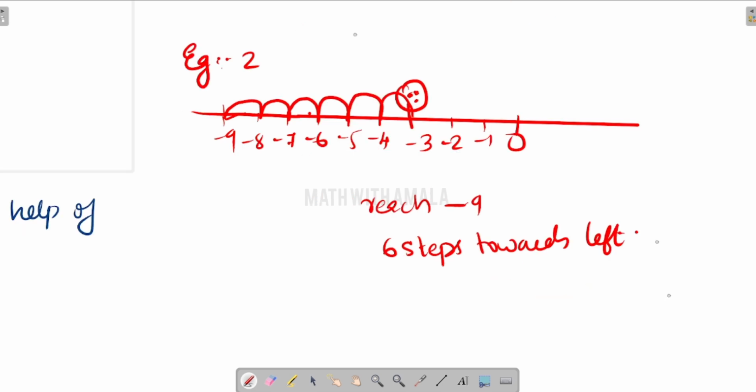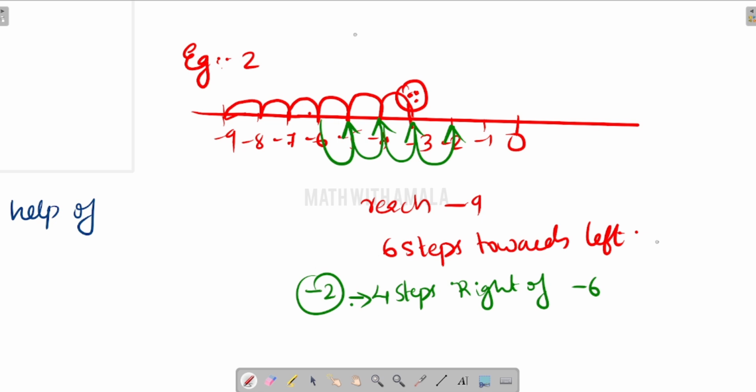Now the next question, 4 steps towards the right of minus 6. So we have to start from minus 6 and move 4 steps towards the right of minus 6. You will reach minus 2. That is 4 steps right of minus 6.